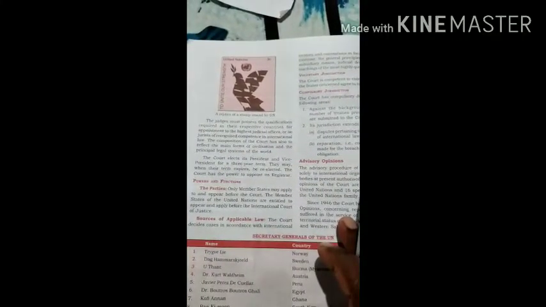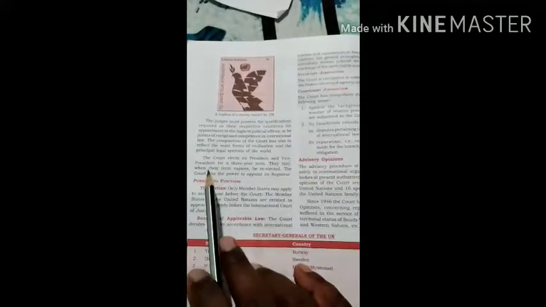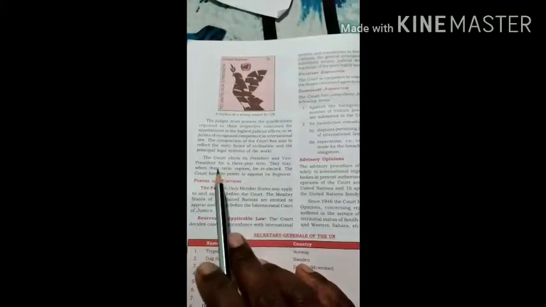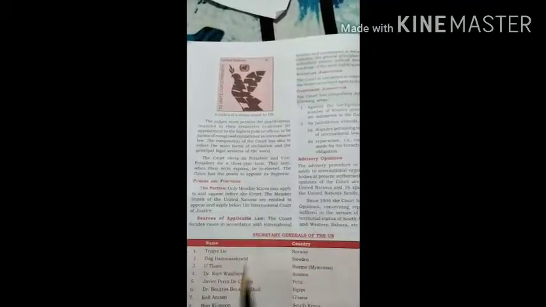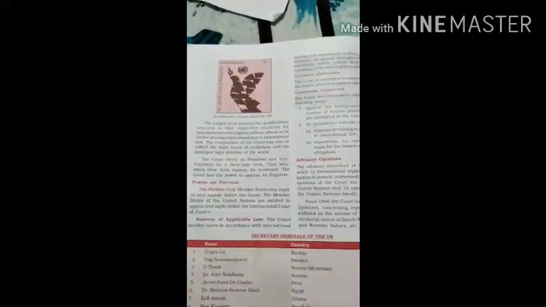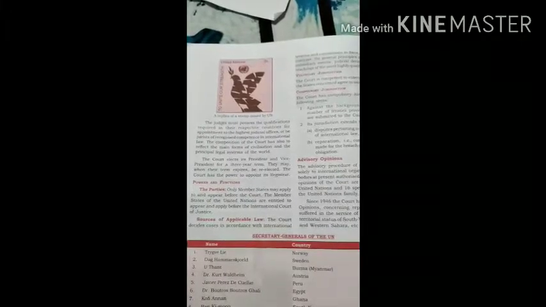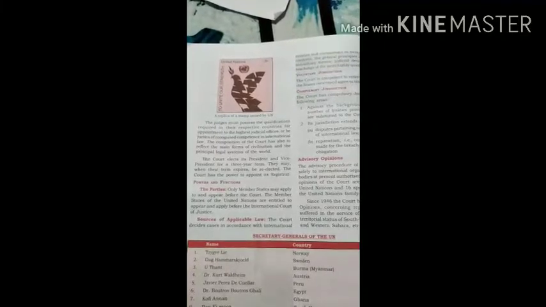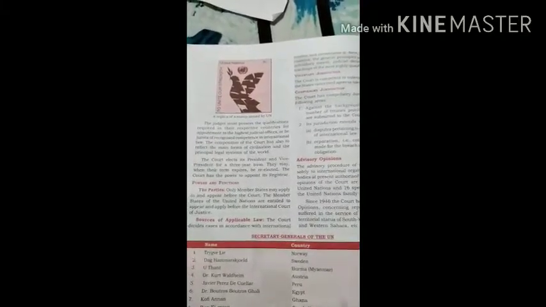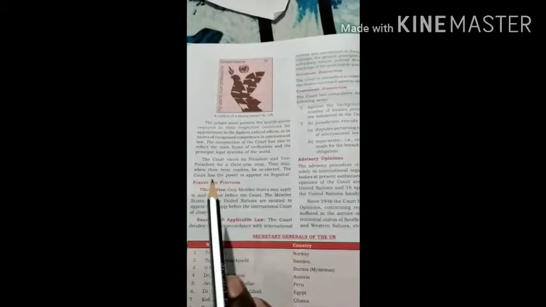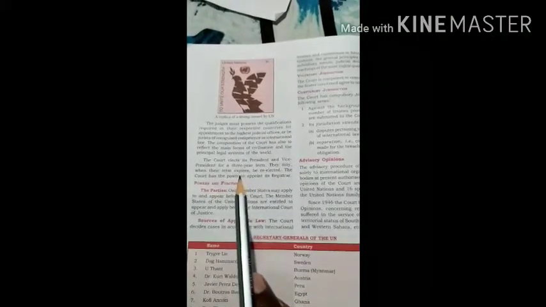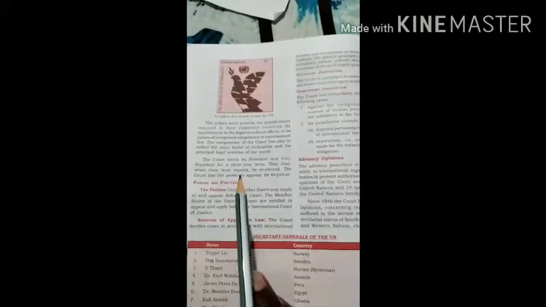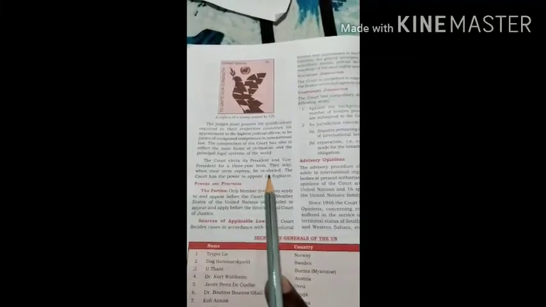The composition of the court also reflects the main forms of civilization and the principal legal systems of the world. The court elects its president and vice president for a 3 year term. So the International Court of Justice elects one president among the 15 members and one vice president. They work for 3 years, and when their term expires, when they complete their duration, they can be re-elected.